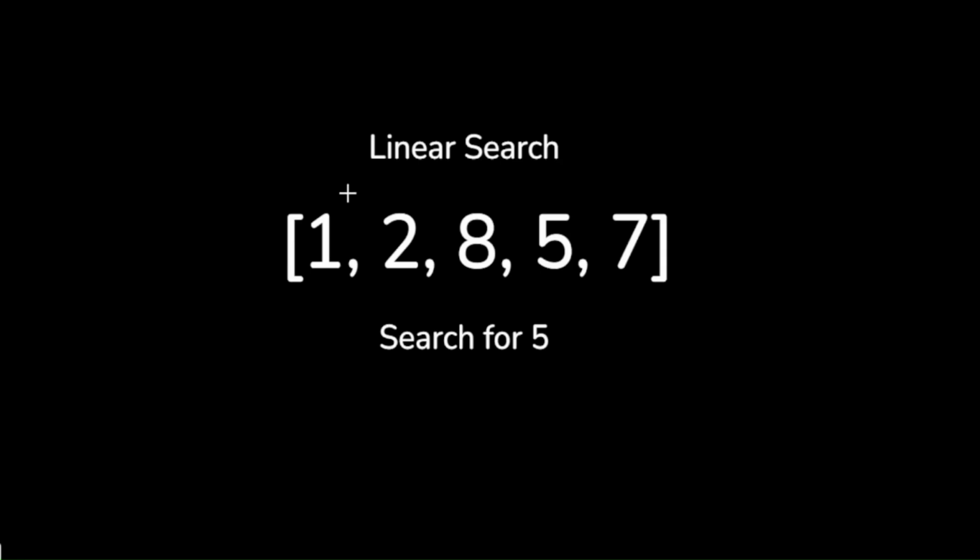See the example on the screen. Here we will check whether we get 5 or not, checking each element from index 0. So index 0 is not 5. Index 1 is not 5. Index 2 is not 5. Index 3 is 5. So we complete our search and get 5 at index 3.